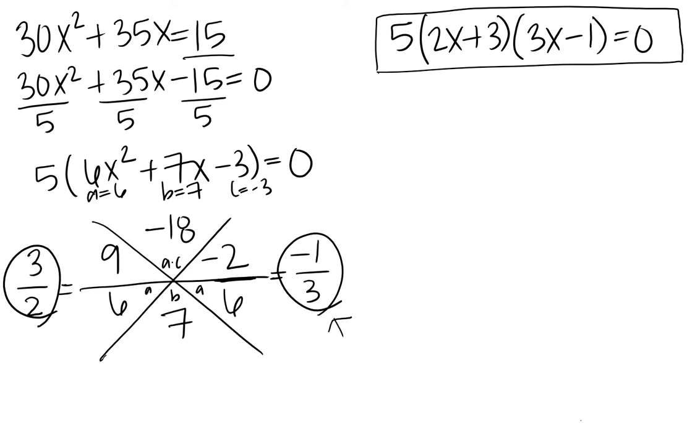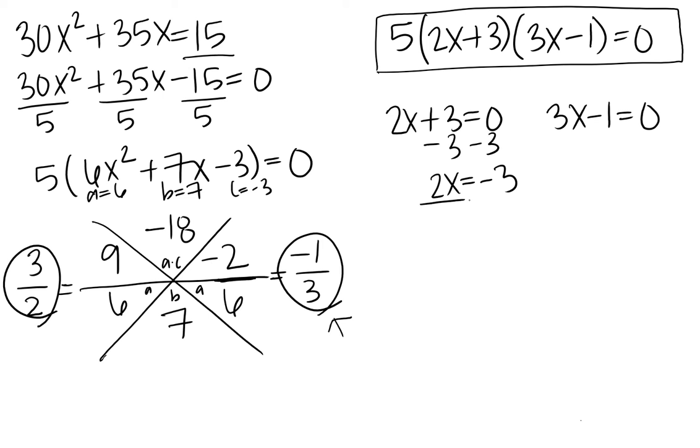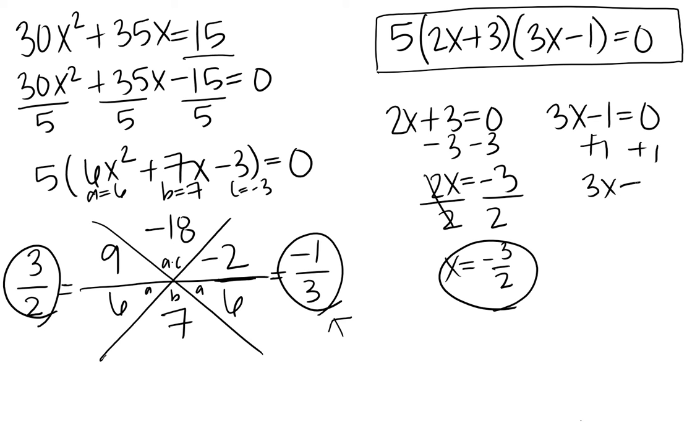Okay, and then again, to find the solutions, I need to take my factors and set them equal to 0. So 2x plus 3 needs to be set equal to 0, and 3x minus 1 needs to be set equal to 0. So for the first one, we can just subtract 3. 2x equals -3, and then divide both sides by 2. So x equals -3 over 2 would be one of our solutions. For the second one, we can add 1. 3x equals 1, and then divide by 3. So x equals 1/3.